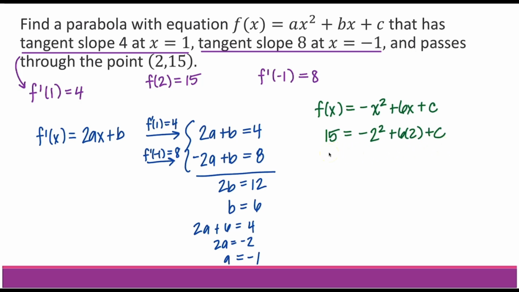And so I'm going to have 15 is equal to -4 plus 12 plus c. -4 plus 12 is 8, and subtracting 8 from 15, I'm going to get 7. So c is equal to 7, leaving my final answer for f of x to be the quadratic -x squared plus 6x plus 7.